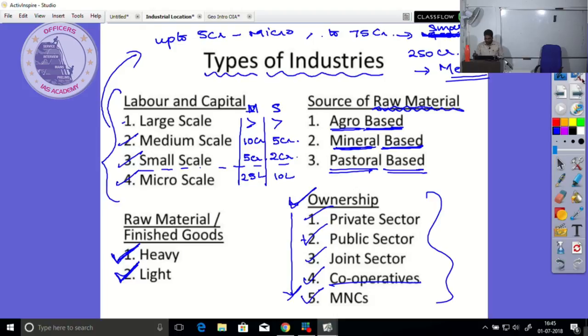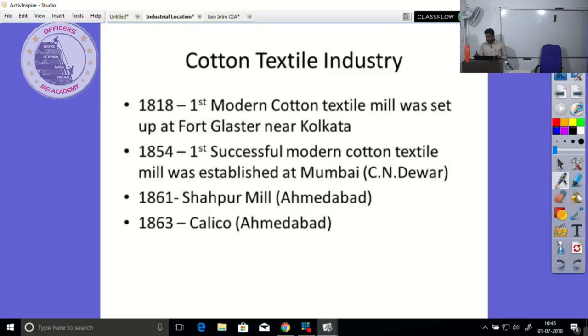Proceeding further, shall I? One by one we'll start, sir. We'll start with some of the agro-based industries. Two or three agro-based industries we'll complete, then we'll go for other industries.